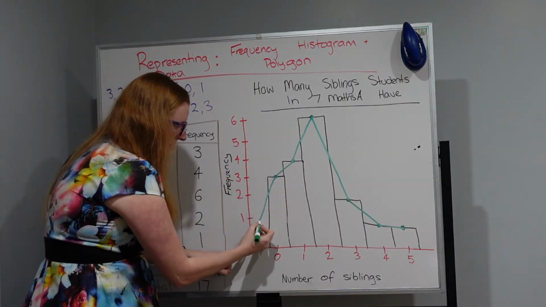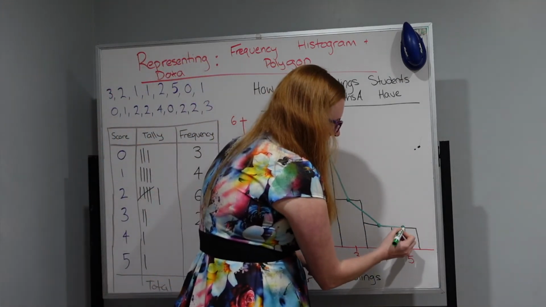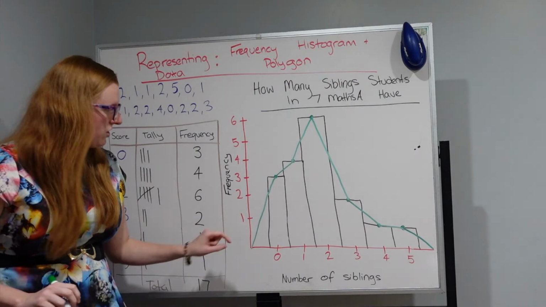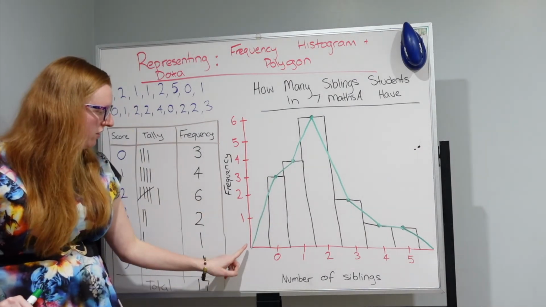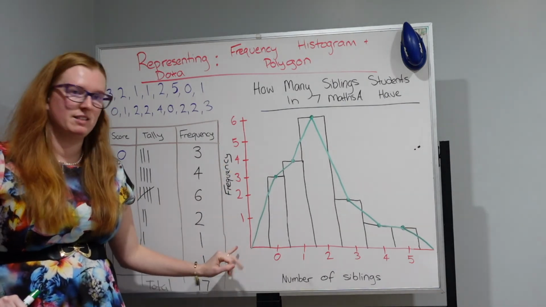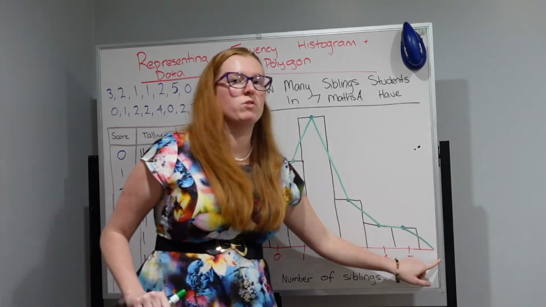Because remember how I left a gap like that? And then I'm going to do the same over here. So I'm going to connect my last dot to the corner of the graph. So that's why I left a gap. I left a space between the beginning of my graph and the y-axis. Okay, so that way I could draw my line that connects down to the corner, and same over here.